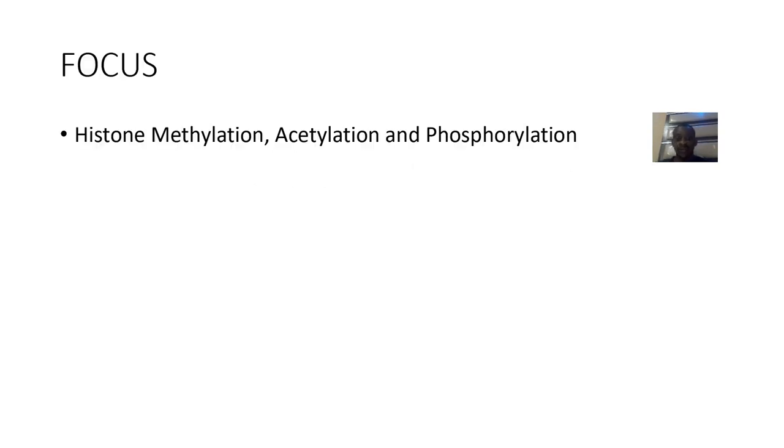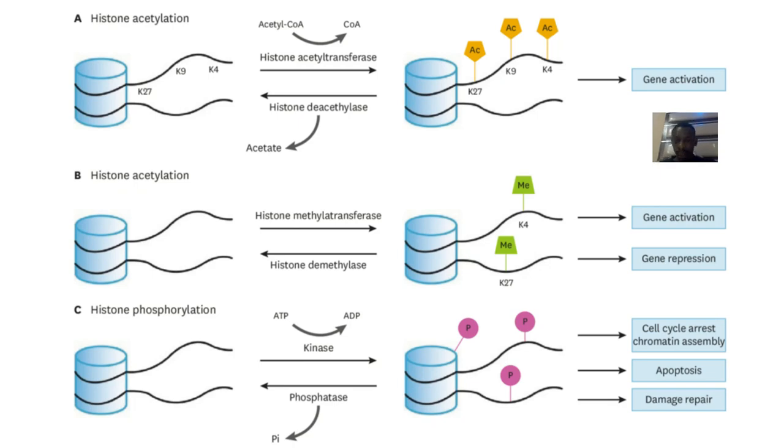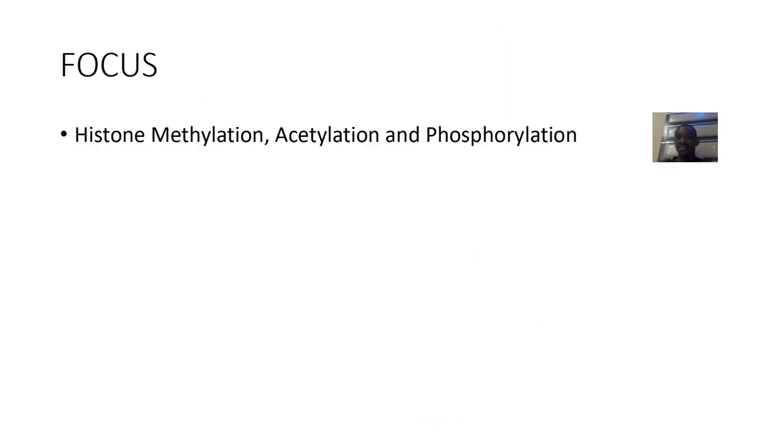Methylation is the process of adding a methyl group. Acetylation is the process of adding an acetyl group, while with phosphorylation, you are basically adding a phosphate to it.